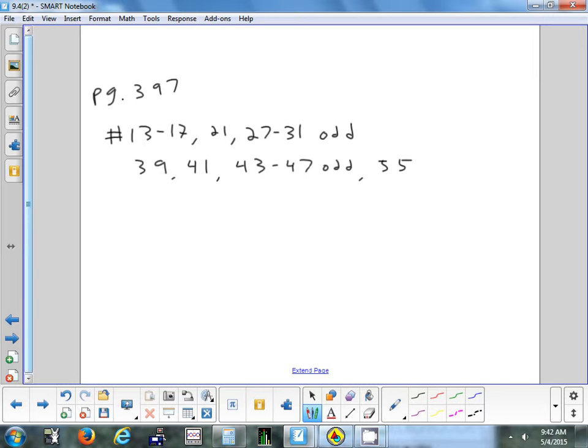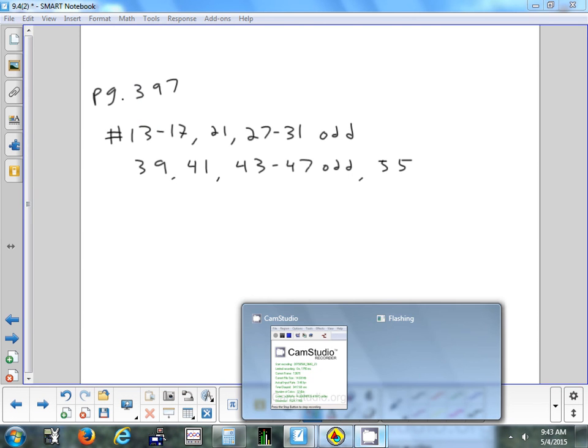I'd like you to try 13 to 17 all. Those are all matching, except 17. So 13 through 16 is matching. 21. 27 to 31. I would grab a piece of graph paper for that section. 39 and 41. 43 to 47 odd, and 55. Okay, so we'll take a look at that tomorrow, and then we'll finish conic sections with the hyperbola.